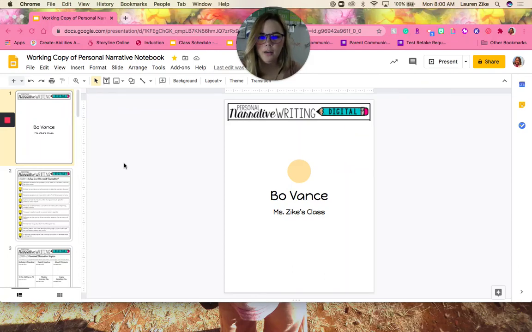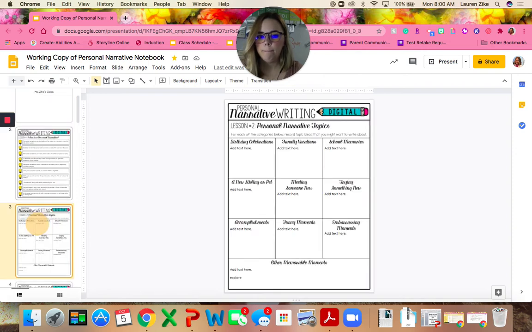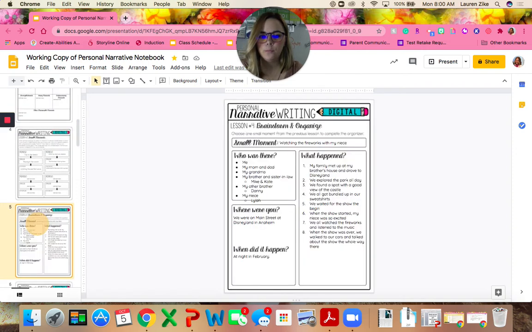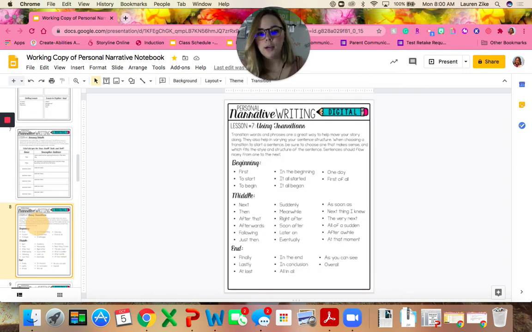So let's take a look at our next writing lesson. We're going to start at lesson 7, using transitions. Transition words and phrases are a really great way to help us move our story along. They also help us to vary our sentence structure so that our sentences aren't all the same.